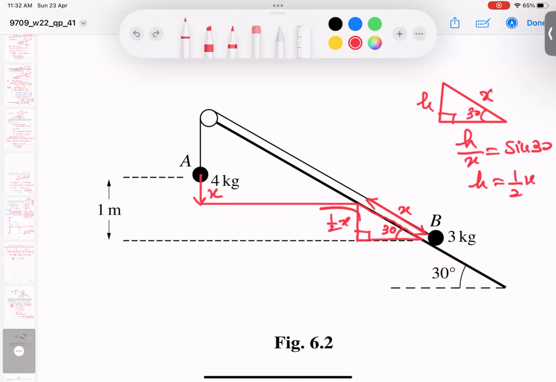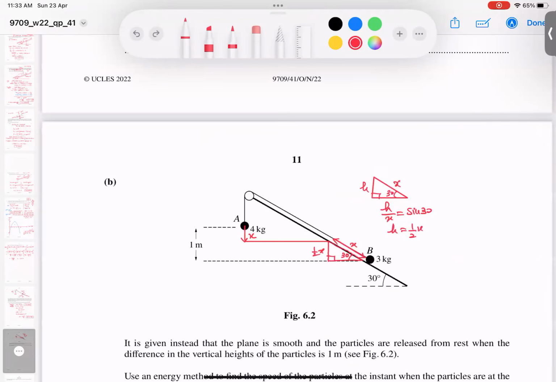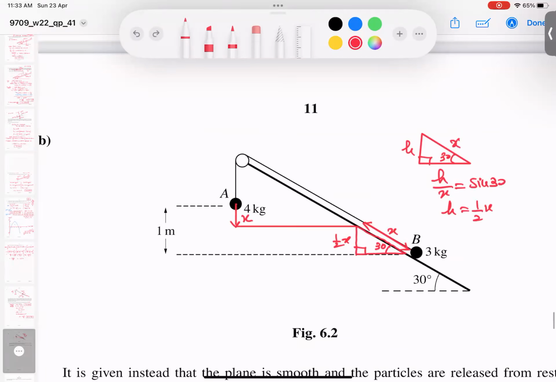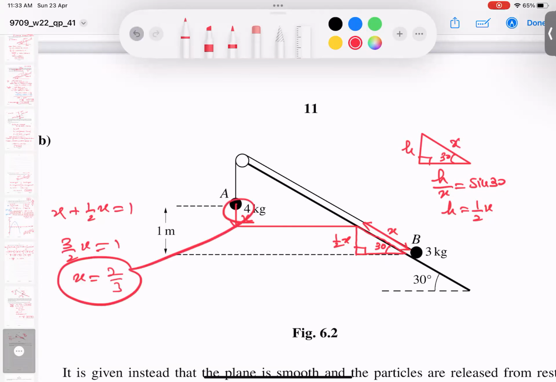Can I say this plus this is equal to 1? Look here, this gap is 1. So this is x and this is x by 2. If I add them, I can find it. So I can say x plus half x equals 1. Taking the LCM, it becomes 3 by 2 x. So x becomes 2 by 3. Alhamdulillah Rabbil Alameen, we got how much it will travel.